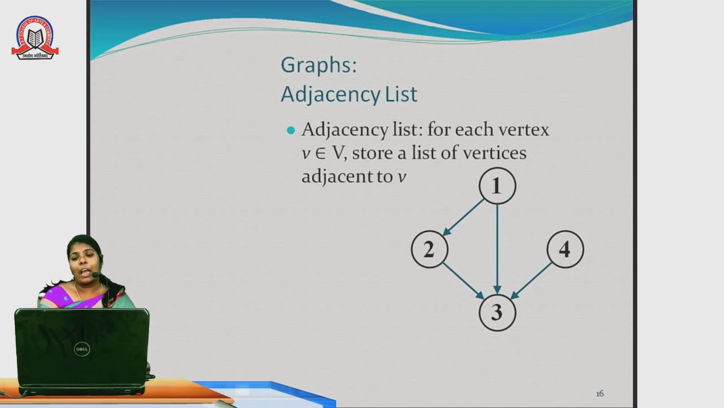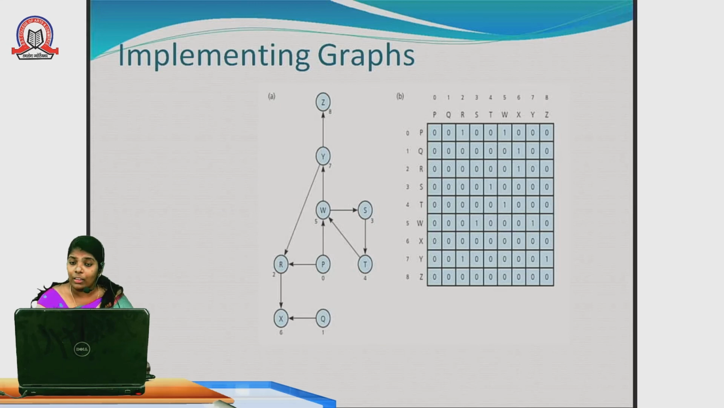So here the graph has the vertices 1, 2, 3, 4. 1 is connected to 2, 2 is connected to 3, 1 is connected to 3, and 4 is connected to 3. There is no connection between 1 and 4. This graph you can represent as an adjacency list.